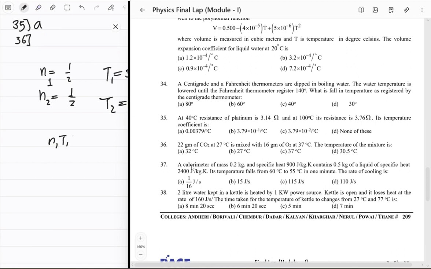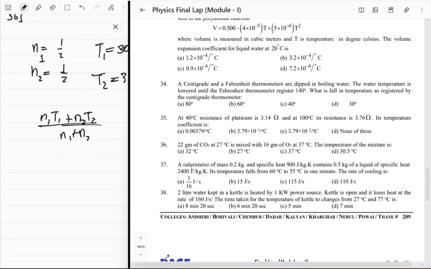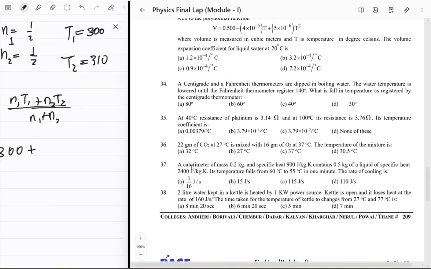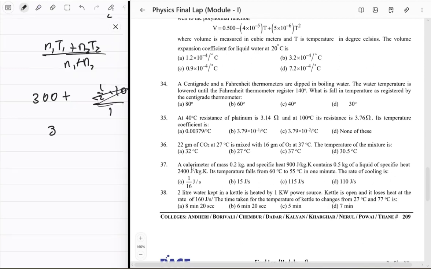So N1 T1 plus N2 T2 upon N1 plus N2. That's the final thing. So you know T1 and T2 both have a factor of 300, take it outside. 300 plus, so for T1 it's 0, for T2 how much? 10. So like half times 10 upon, taking a 1, whatever, it's just going to be 5. So you know 305, I think, these many kelvins, which is 27 plus, I'm doing it right. Yeah, so this is 27 and 37, right? So 10 of 5 is 32, right? So A is the thing.